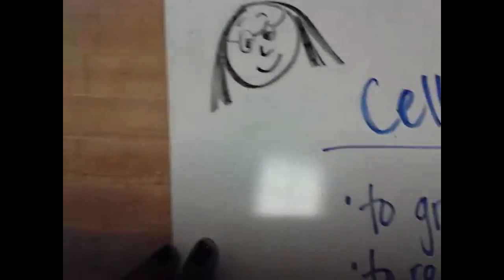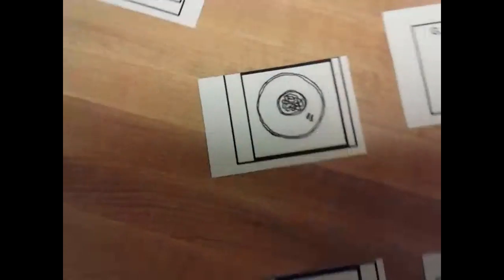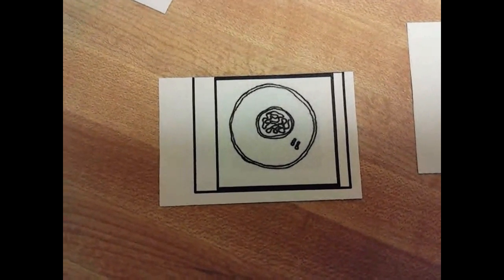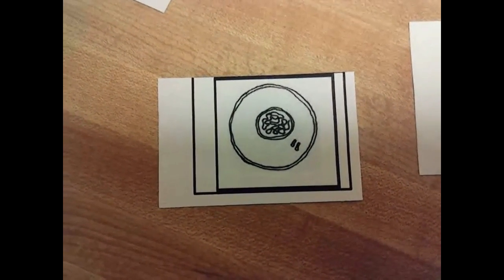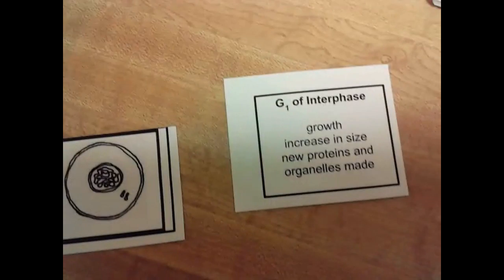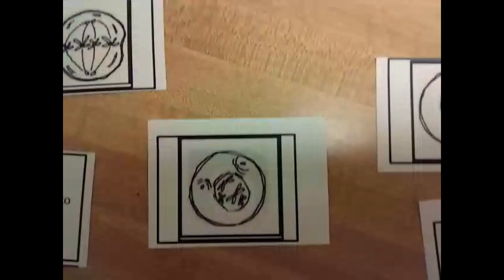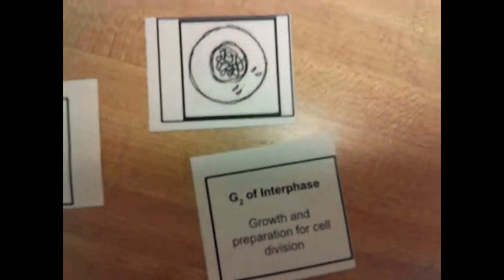So what happens in this process? Well, we start off with one cell. Let's take a look. We got our one cell. So now the very first process of this entire cell cycle is interphase, and there are three parts of interphase: G1, S, and G2.